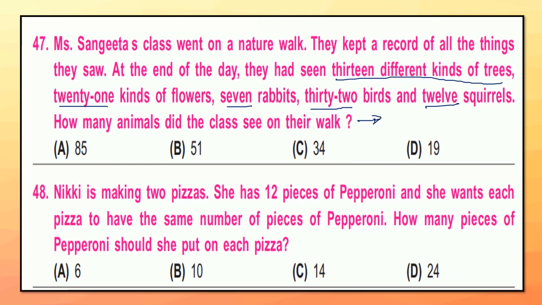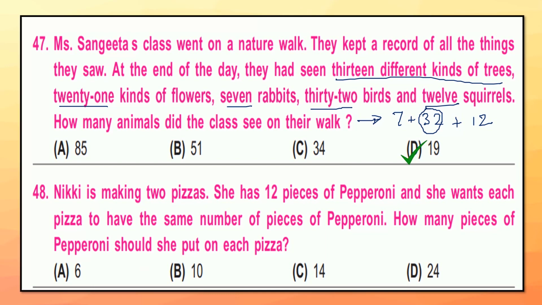The total number of animals would mean we need to count the total number of animals excluding the trees and flowers. So 7 rabbits plus 32 birds plus 12 squirrels. Let's take out the number of birds because they don't fall under the category of animals. Rabbits and squirrels come under the category of animals. So 7 plus 12 is 19. So therefore the correct answer is option D, 19.